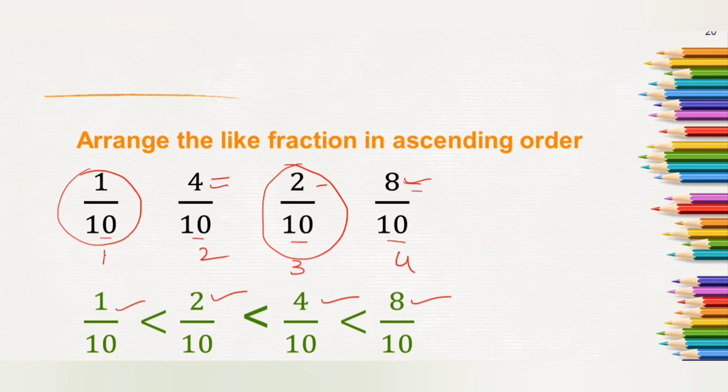Out of 10 pieces, the first one will get only one part. The second one will get 2 parts, the third one 4 parts, and the fourth one will get 8 parts. Who is getting more? The one with 8 parts. Who is getting least? The one with 1 part. So, when the denominators are the same, you will only consider the numerator. All are getting the same number of parts, but you have to look at how many parts will be considered.